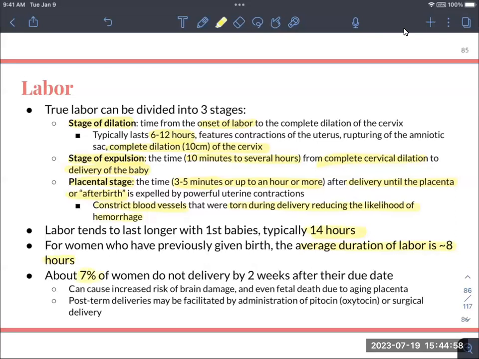About 7% of women do not deliver by 2 weeks after their due date. This causes an increased risk of brain damage and fetal death because that placenta starts to age. Most babies aren't allowed to be carried more than a week past their due date anymore.